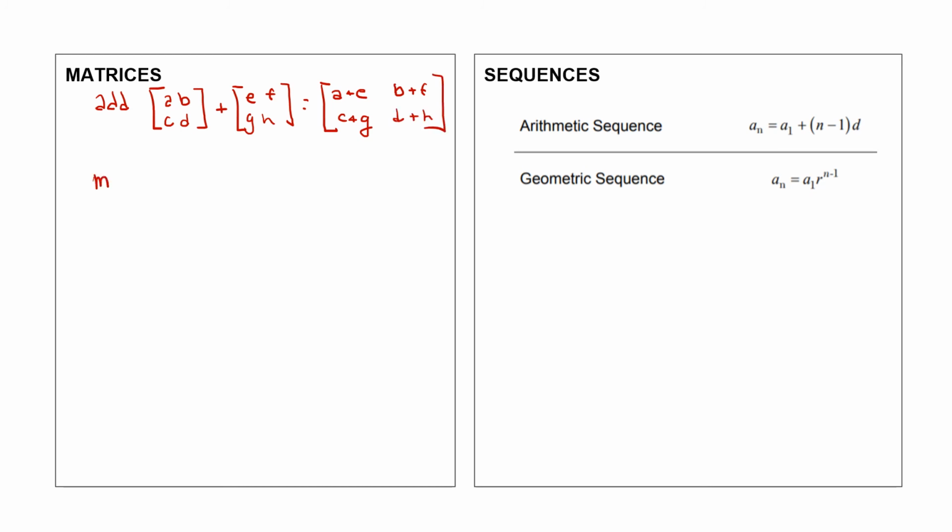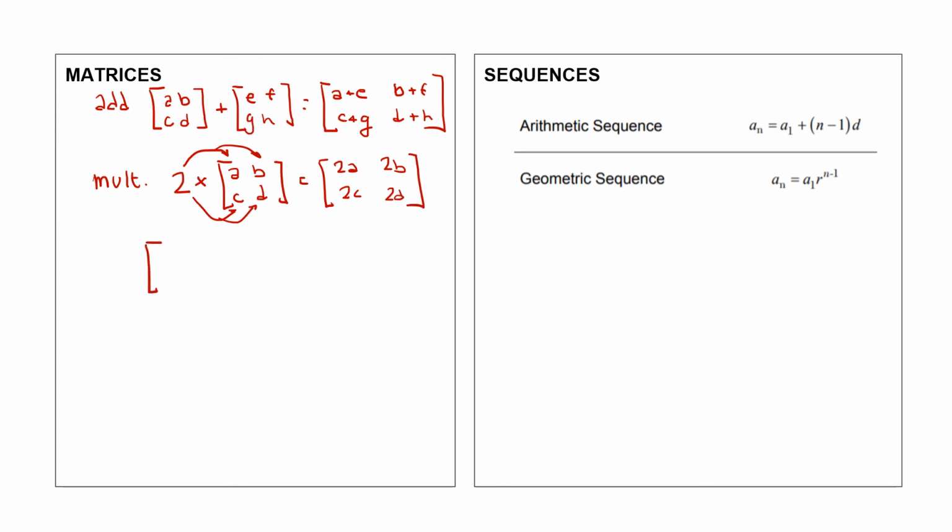When we're multiplying, we can get two situations. The first one is where we're multiplying the matrix just by a number. This is called scalar multiplication. In that case, we just multiply that scalar to each of the members. So we get 2a, 2b, 2c, and 2d. Now we can also get the situation where we're multiplying two matrices together. And this is called a dot product.